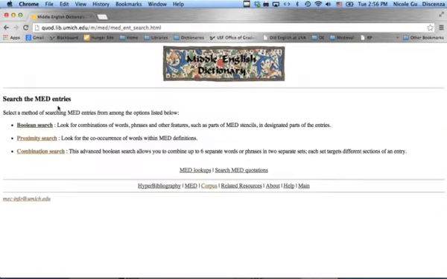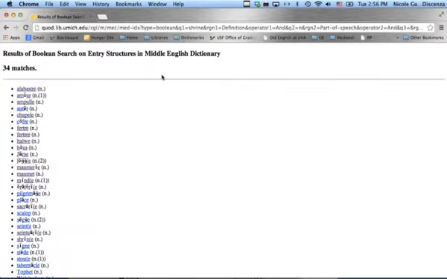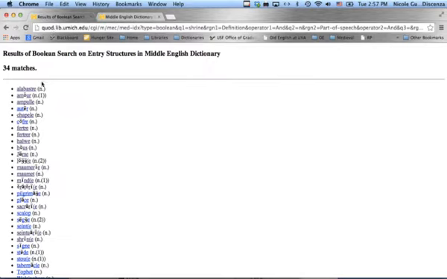Search entries lets us look up definitions. So we can look for any word defined as shrine that is a noun. Shrine is definition, noun, part of speech. 34 hits. That's a lot. Why so many? The first one will show us why. Alabastra doesn't mean shrine, it means alabaster. Shrine just happens to pop up in the definition. A lot of words are the same way.